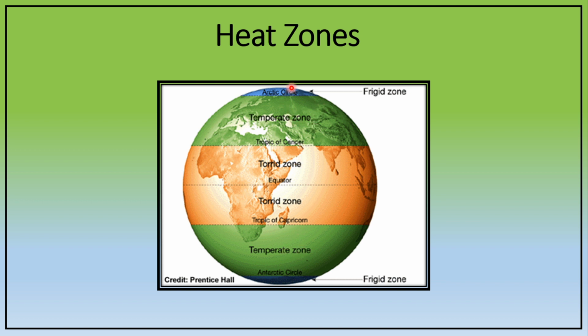Beyond the Arctic Circle, we have the frigid zone, and beyond the Antarctic Circle also we have the frigid zone. These areas receive the slanting or oblique rays of the sun throughout the year, which makes them very cold. That is why they are known as the frigid zone.